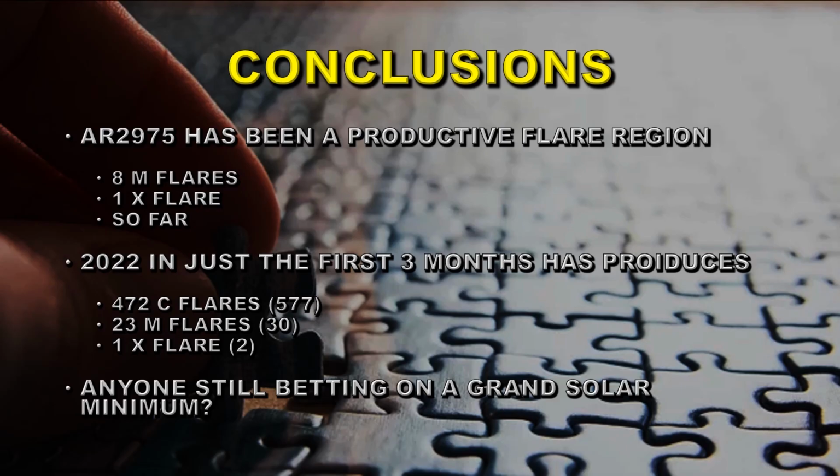What can we conclude from all of this? That active region 2975 has been a very productive flaring region. 8 M flares, 1 X flare so far, and it hasn't gone over the west limb as yet. So there's a chance that it will produce more activity, though I think it's beginning to decay.